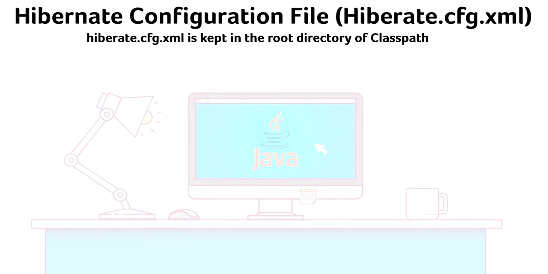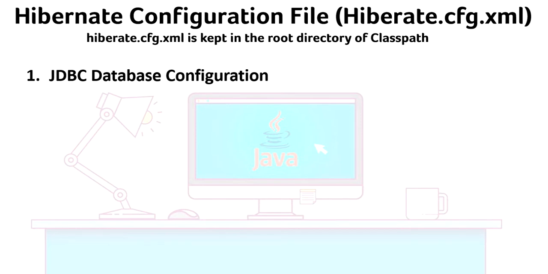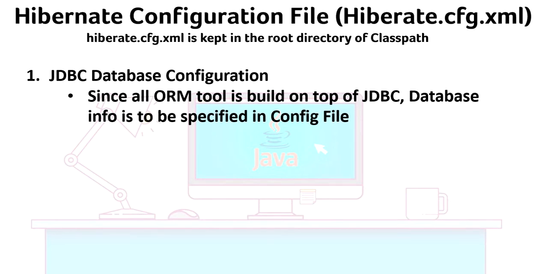Now the first property in the configuration file will be the database configuration, that is the JDBC. Since all ORM tools are built on top of JDBC, we need to specify the database configuration first.